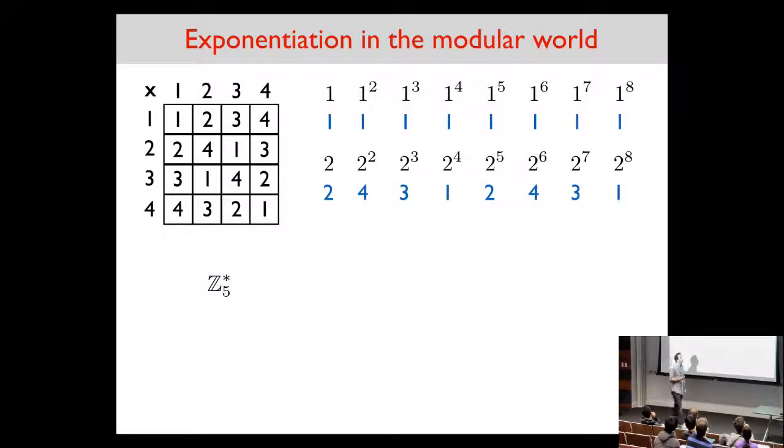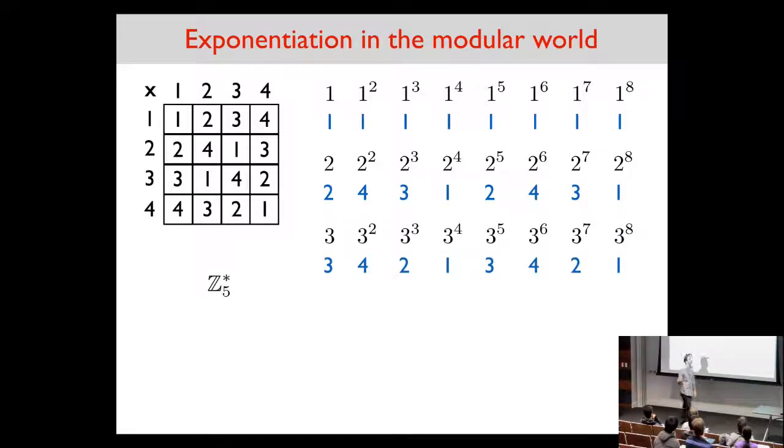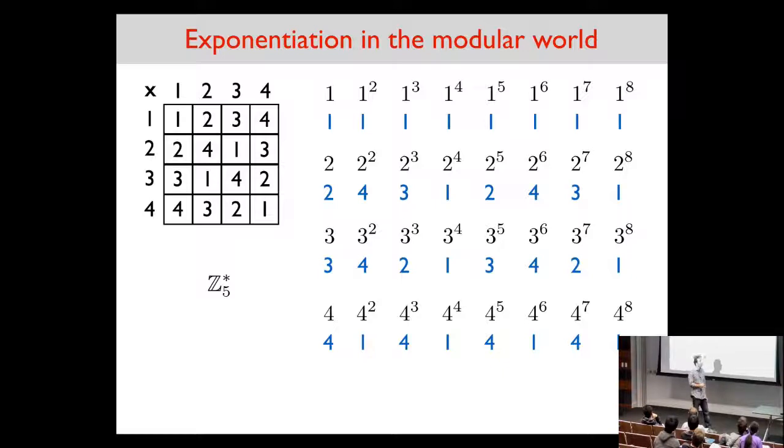So 1 is the same, of course. But if I look at 2 in this group, it's going to be 2, 4, 3, 1, 2, 4, 3, 1. And if I kept going, it would just repeat that. Once I go back to 1, after that point, I will just repeat. With 3, it is 3, 4, 2, 1, 3, 4, 2, 1. Again, once I come to 1, I will repeat. With 4, it is 4, 1, 4, 1, 4, 1.